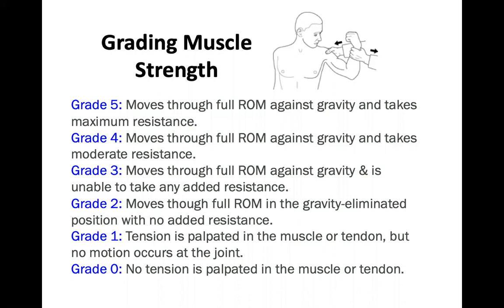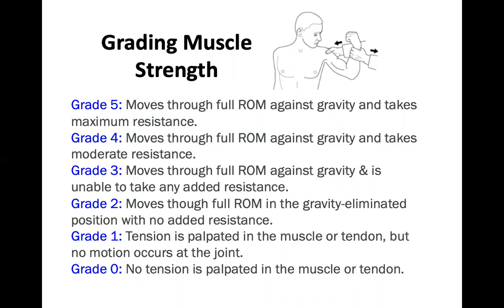Here's your grading of your muscle strength. Grading is 5 is strong. And so 5 is always my baseline. And say, for example, I get a 3, I always put it 3/5. So moves through full range of motion against gravity but is unable to take any added resistance. So that's a 3. If I pull on it, there's no resistance. I can just pull straight down on it.